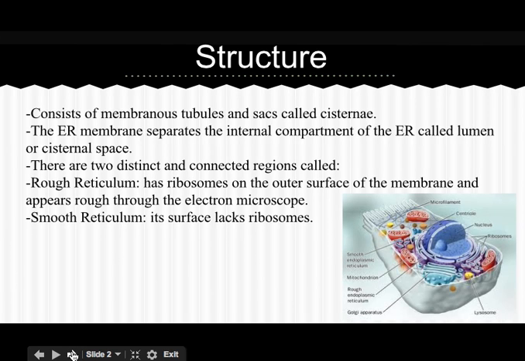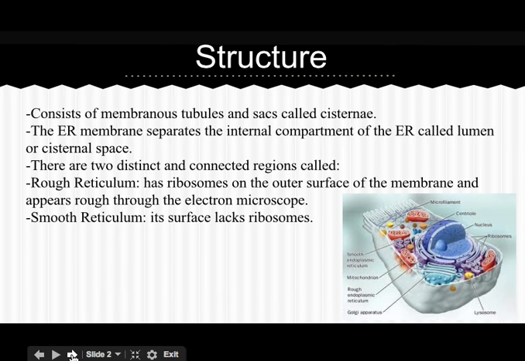We did the endoplasmic reticulum, also known as the ER. It consists of membranous tubules and sacs called cisternae. The ER separates the internal compartment of the ER, called the lumen or cisternal space. There are two distinct regions called the rough and the smooth reticulum.